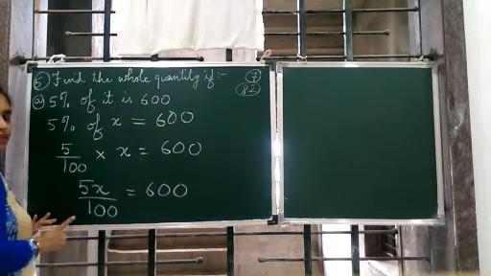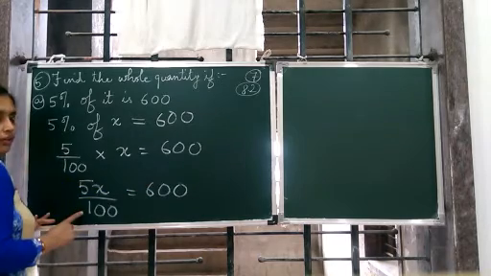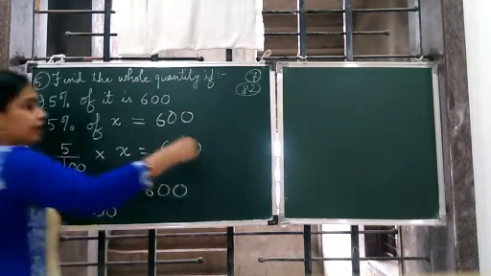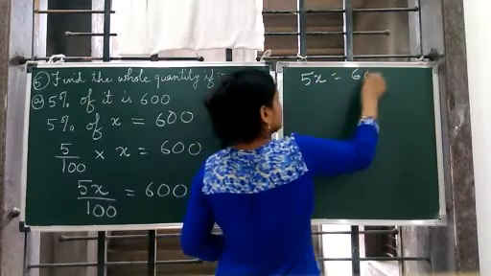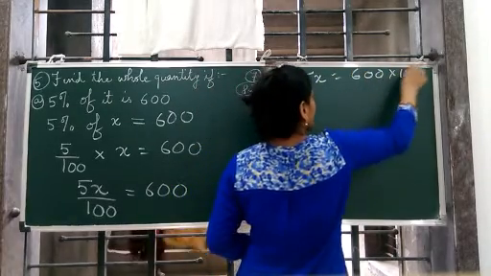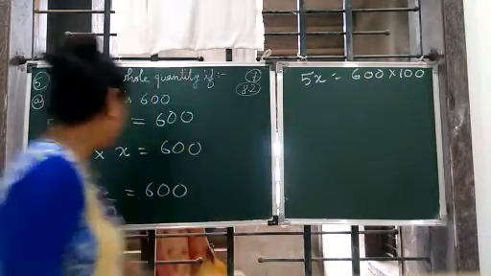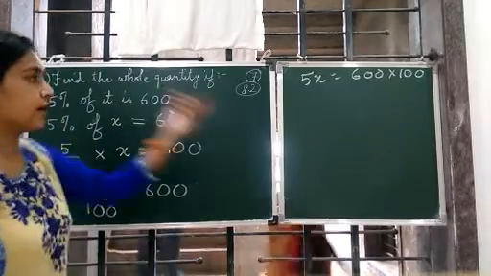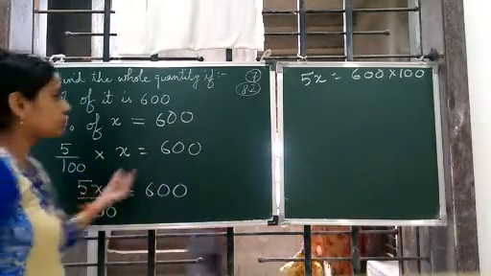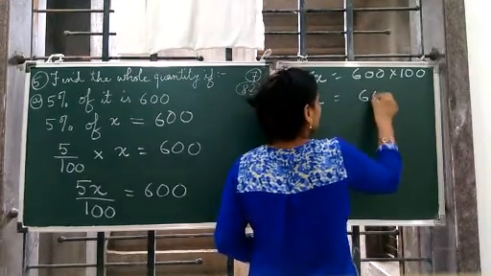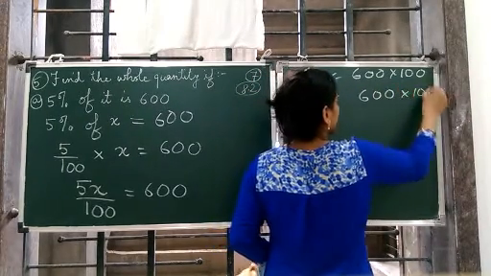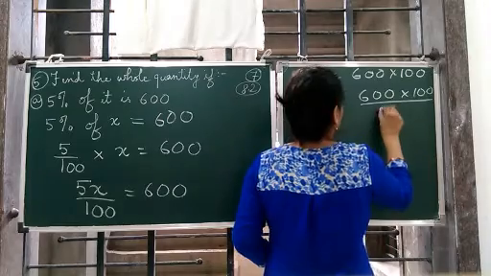Now this 100 will be transposed to this side. So this is division, here it becomes multiplication. 5x is equal to 600 into 100. Now children, this 5 will transpose to the RHS. It is in multiplication, it will become division. So x is equal to 600 into 100 upon 5.